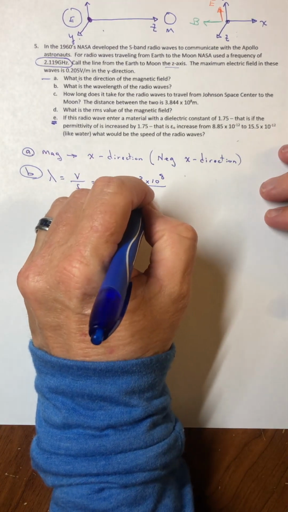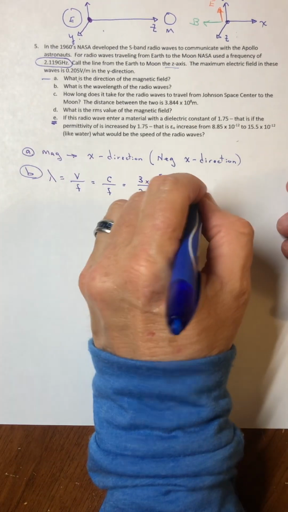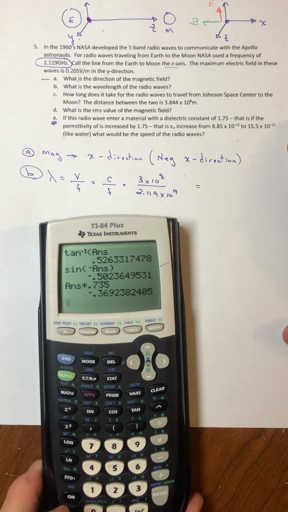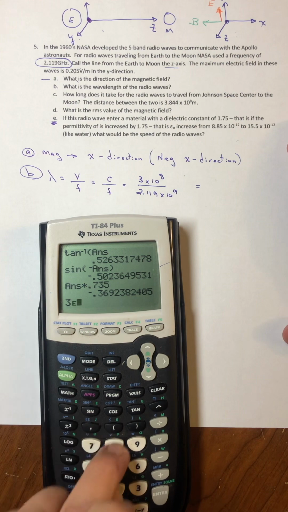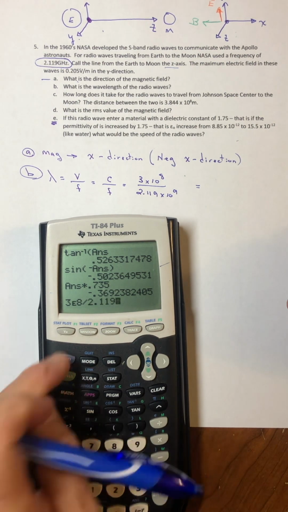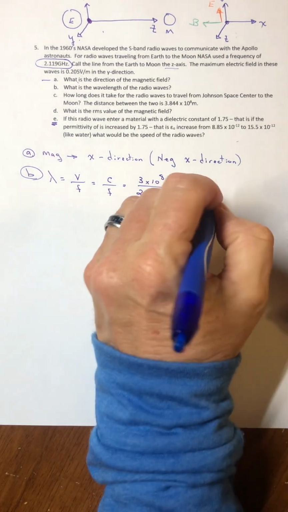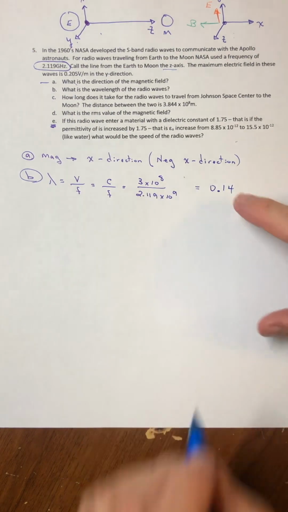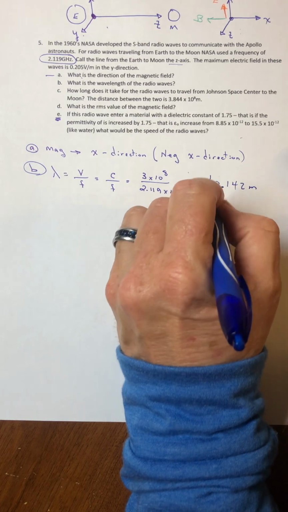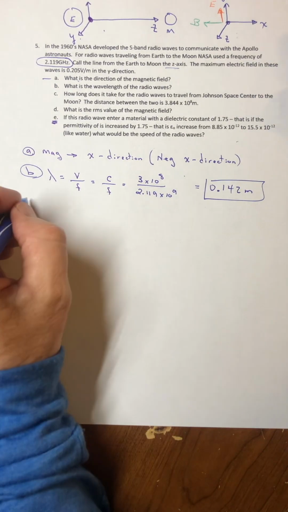The frequency is 2.119 giga, means 10 to the 9th. And so these wavelengths are 3 times 10 to the 8th, and we will divide it by 2.119 gigahertz. And so we're looking at about 14 centimeters, 0.142 meters. And so there's our wavelength.